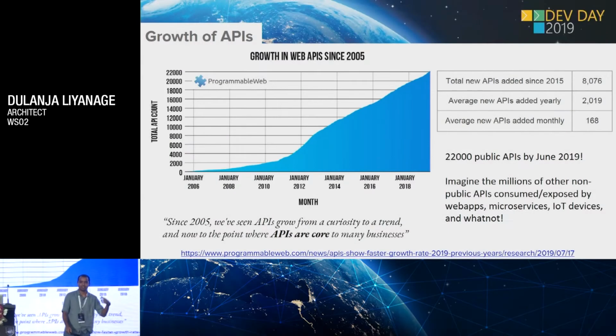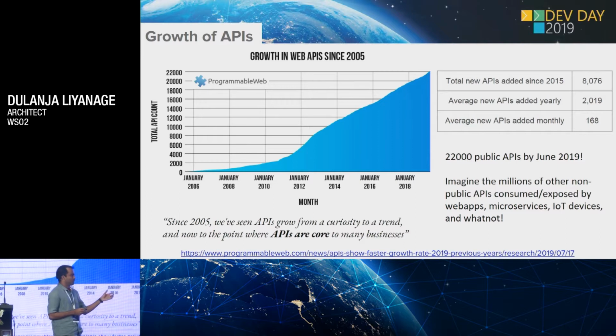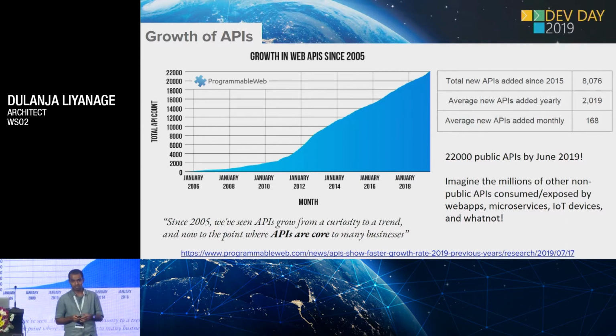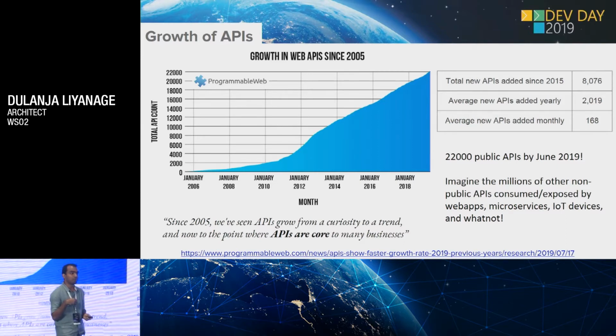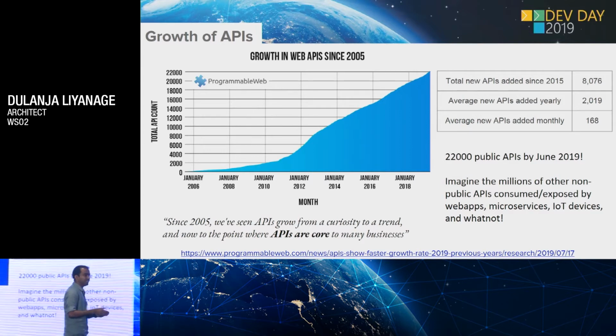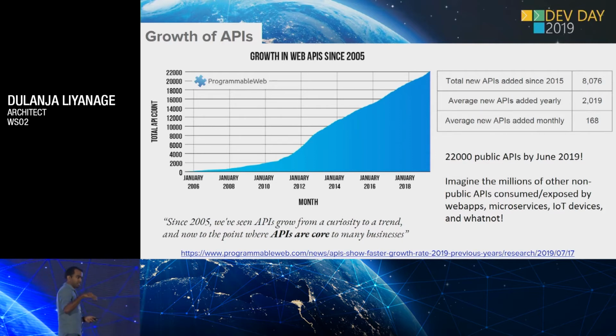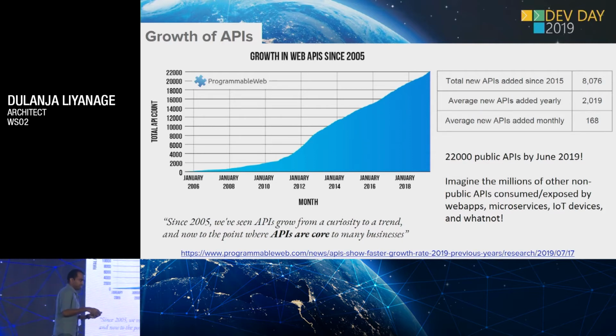Okay, so quick look at the growth of APIs. You might have heard of Programmable Web, which has been tracking the growth of public APIs since 2005. Within this year, mid this year, June, it reached the 22,000 mark. So these are the public APIs which are consumed by the public, right? These are not the private APIs you're talking about.